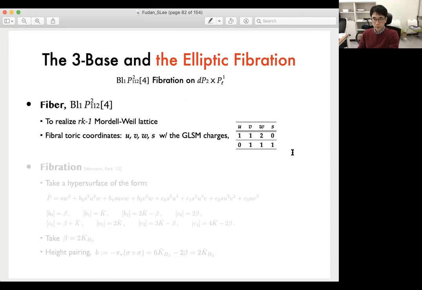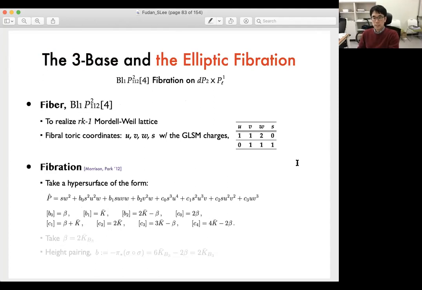As for the elliptic fiber, we use this particular elliptic curve, of which the ambient twofold has this specific GLSM description. The reason is that this way we will obtain a rank one amount of sections, leading in turn to a single U1 vector in the EFT. Specifically, we take a hypersurface of this form where the coefficients are sections of appropriate line bundles, defined this way on B3. And you can see that there is one unfixed class beta. For this model, we take it as 2 times K-bar. And with this choice, the U1 gauge divisor is computed as 2 times K-bar as well.